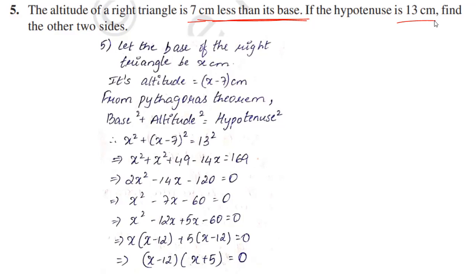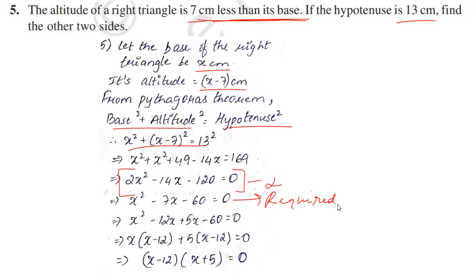So first thing, consider the base of the right triangle to be x centimeters. Altitude, as the question said, is 7 centimeters less than the base. By using the Pythagoras theorem, hypotenuse square is equal to the sum of the base square and the altitude square. Express it mathematically and solve it. This is the required quadratic equation which we have got. Divide the equation by 2. We get the required equation.